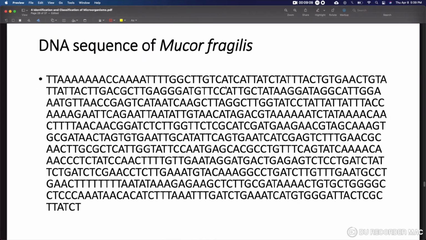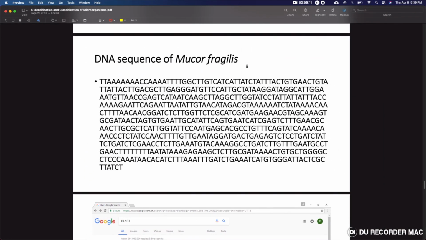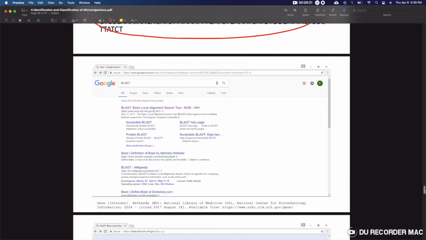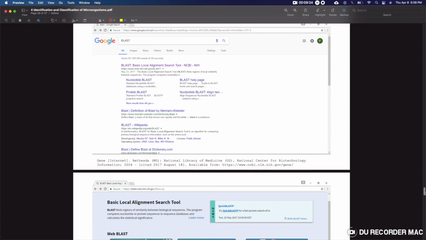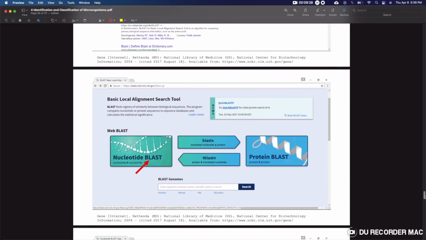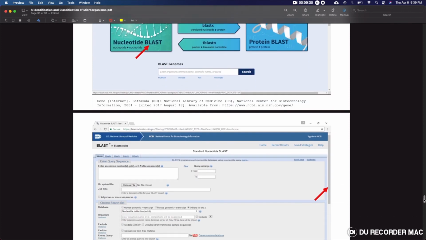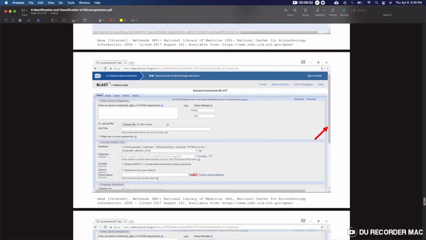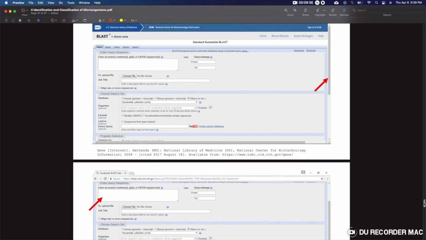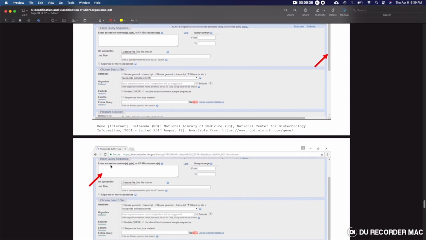But yeah, you can practice also using this sequence right here, our Mucor sequence. You can copy this sequence and perform a BLAST search. Just search BLAST in Google, click Basic Local Alignment Search Tool of NCBI, click Nucleotide BLAST, okay? And in that portion, input your sequence right here.